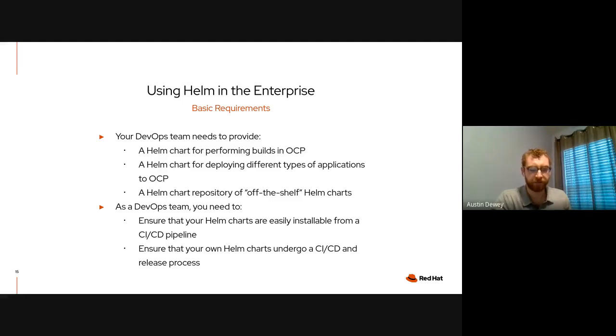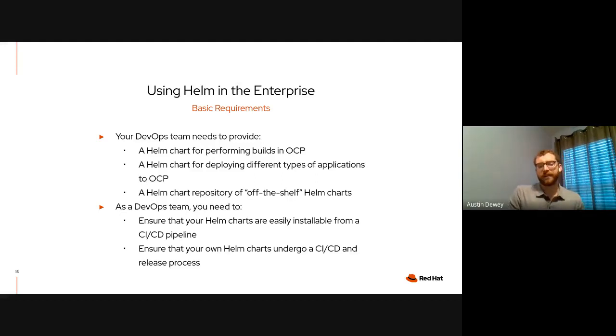What I've done with my customers that has been really, really successful is creating a Helm chart repository of what I just like to call off-the-shelf Helm charts. So let's say that I want to build an app in OpenShift. Maybe I'll grab the builder Helm chart from the chart repository, plug in my values, install that chart, and then all of a sudden I have an image stream that now I can deploy. So now grab the Java Helm chart from the chart repository, install that. So we're talking very generic Helm charts that your DevOps or OpenShift team maintains for app teams to use.